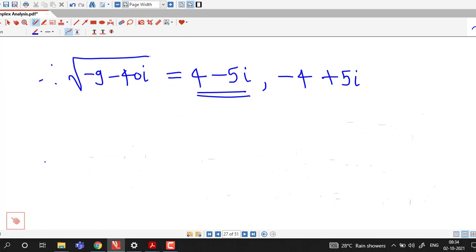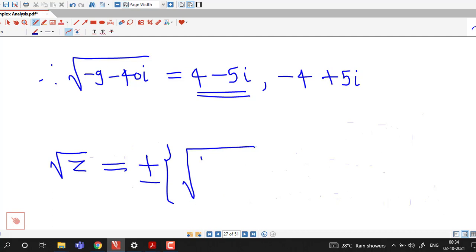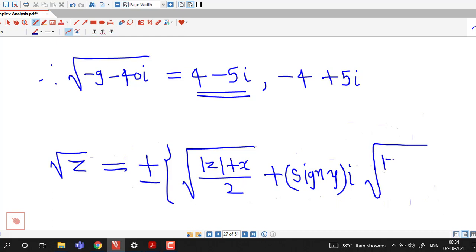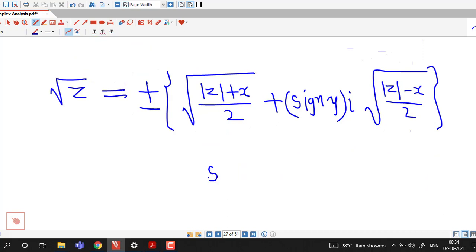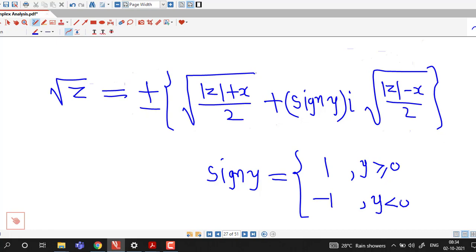So we will remember this shortcut formula, particularly for square roots of a complex number: plus or minus, square root of mod z plus x divided by 2, plus sign y into i, square root of mod z minus x divided by 2. And what is this sign y? So sign y has two possibilities, 1 and minus 1. It is 1 if y is non-negative, and it is minus 1 if y is negative.